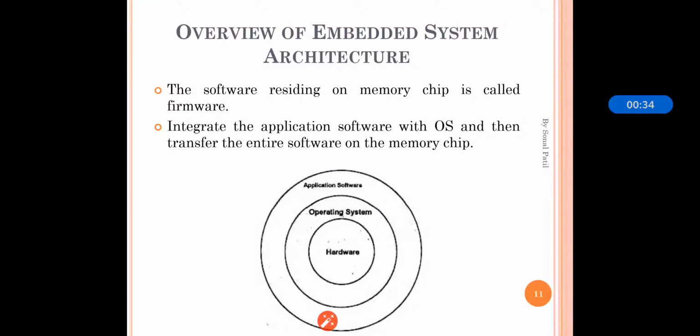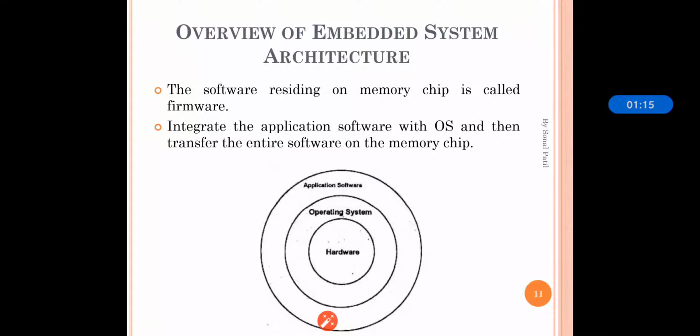Whatever software we are using for our system, which is residing on the memory chip, is called the firmware. The embedded system architecture can be represented in a layered architecture. We can see in this diagram there are various layers, and by using those layers the embedded system architecture can be displayed. We can integrate the application software with the operating system and then transfer the entire system onto the memory chip.